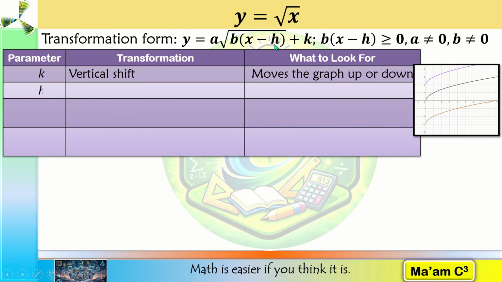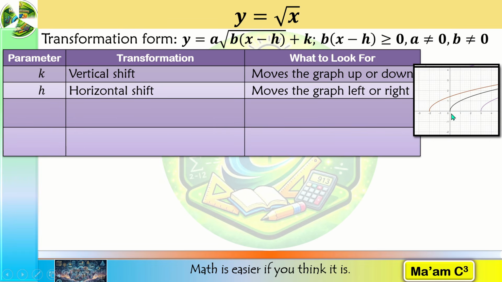Our next parameter is h, and this one is the horizontal shift. It moves the graph left or right. Let's recall our graphs earlier. Again, this is our mother function, the black one, y equals the square root of x. And when I change x with x minus 3, the graph moved 3 units to the right. But when I change x with x plus 2, the graph moved 2 units to the left. So again, h controls the movement of the graph left or right.